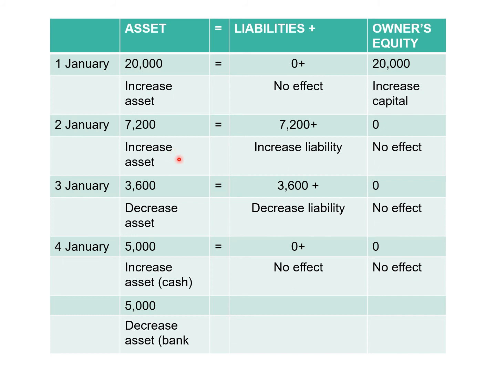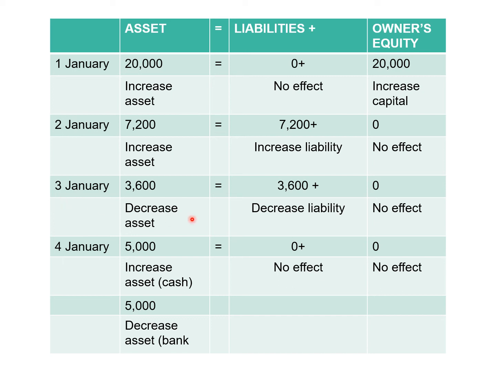Okay. So right here. And then untuk 2 Januari, dia beli aset daripada Wong dengan kredit. Okay, so asset tu yang dibeli adalah office equipment. So office equipment is asset. So increase asset sebanyak 7,200. Dan dia beli secara hutang, right? So maksudnya dia ada liability lah sebanyak 7,200. So increase liability. Owner's equity tak ada effect. So balance lagi, right? 7,200 sama dengan 7,200 campur kosong. So you always have to maintain dia punya balancing.